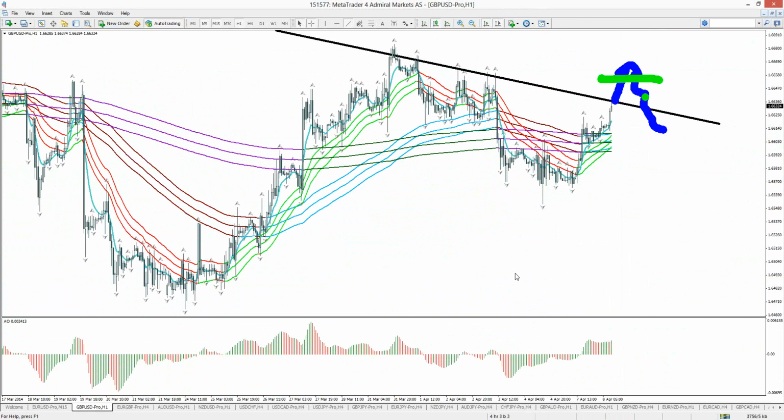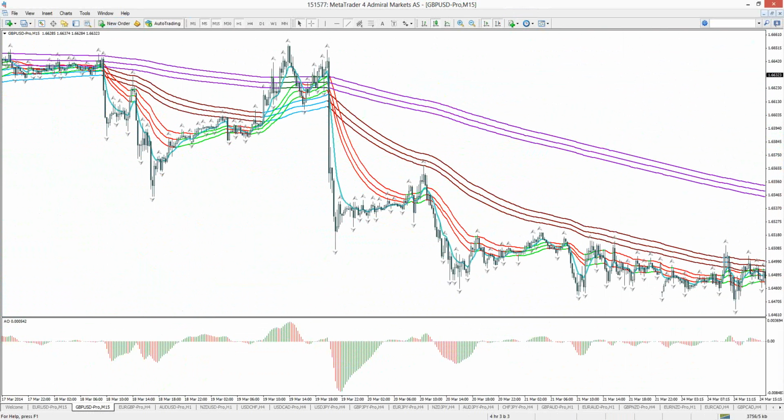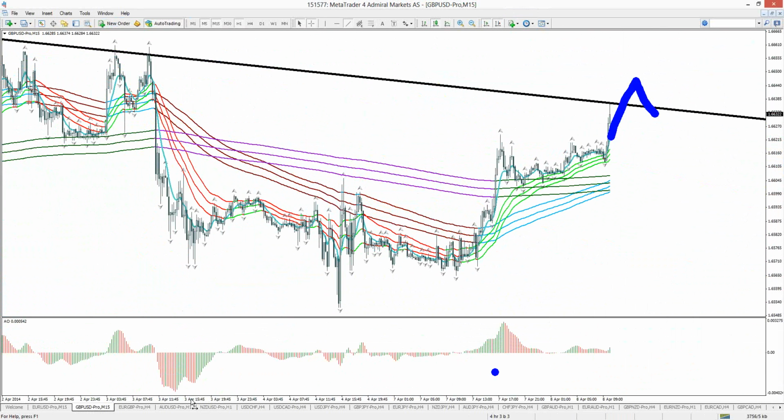So it basically depends what time frame you use. I mean, if you use the hourly, you just wait for the hourly hook back. If you use the 15, then you want to look for the 15-minute hook back after the break. So looking like a lot of dollar weakness at the moment.